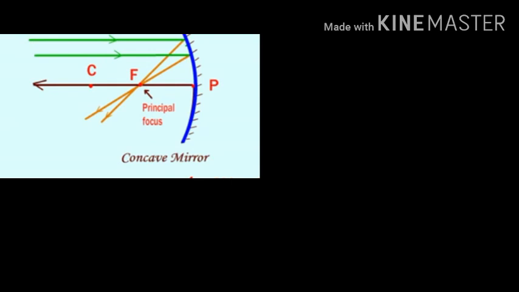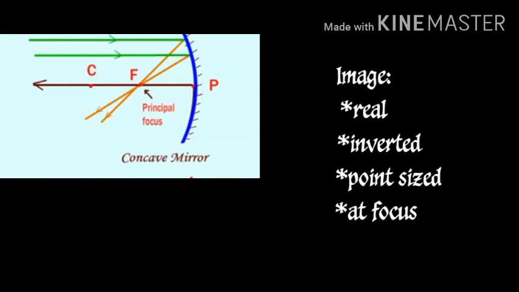So in this case, when the object is at infinity, the concave mirror produces a real, inverted and highly diminished, or point-sized, image at the principal focus.